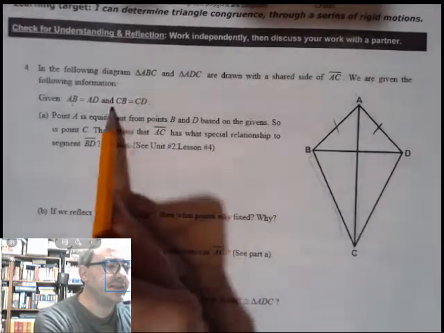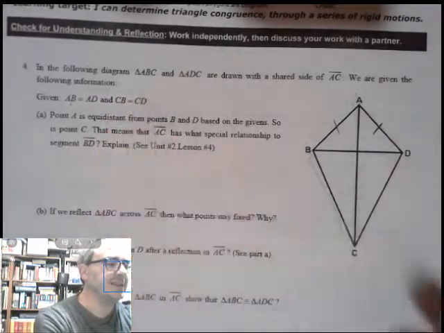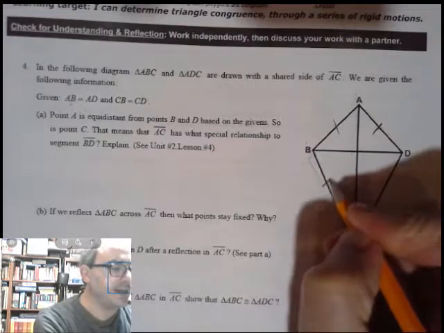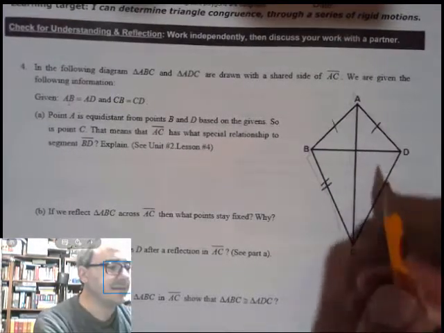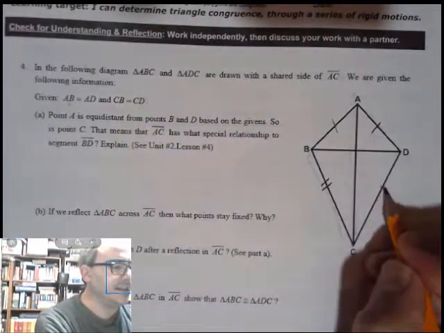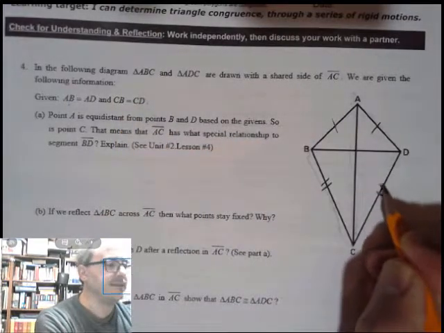We also know that CB is congruent to CD. CB, I'm going to mark 2 hash marks, because obviously that's not going to be the same length as the other. It's going to be congruent to CD. So this is congruent to that.